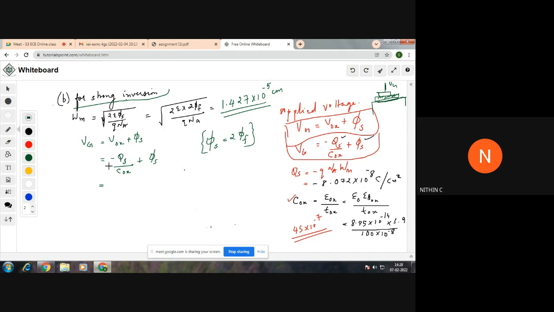What is the value of QS or QDM? QS value will be... The QS value will change, right? Wm is different. Wm value is different. Here it is 1.427. That will change.